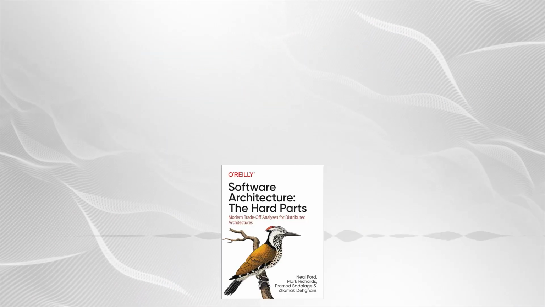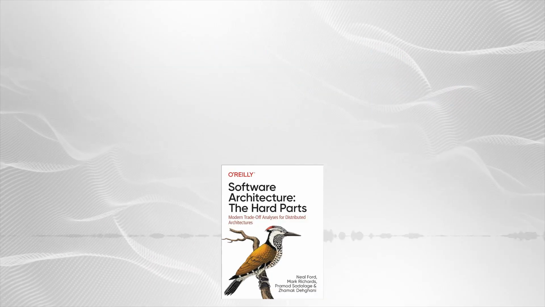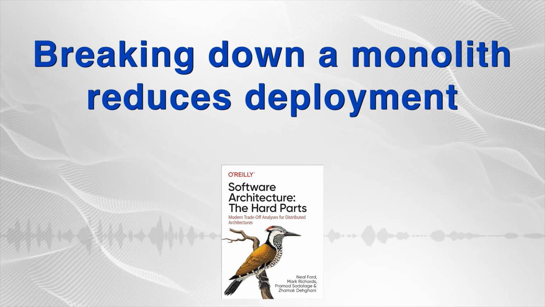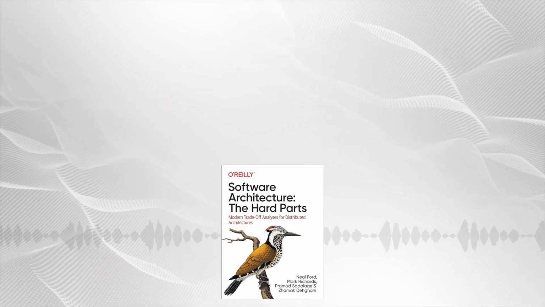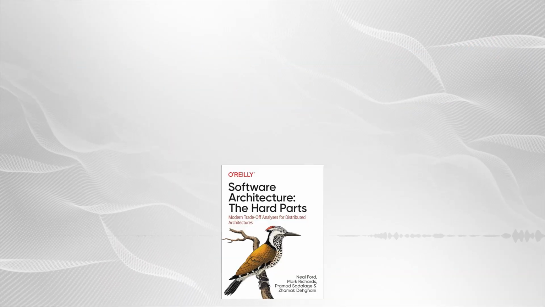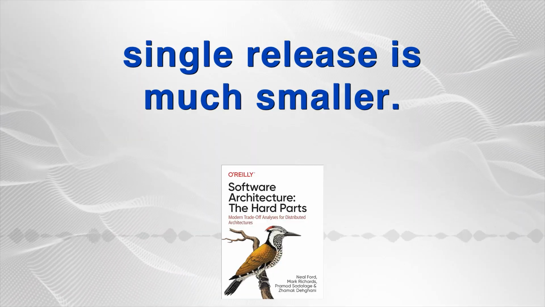Good point. Modularity also impacts deployability. Significantly. Breaking down a monolith reduces deployment risk. Instead of a big bang monthly release, you can move to smaller, more frequent deployments, weekly, daily even, because the potential impact of any single release is much smaller.